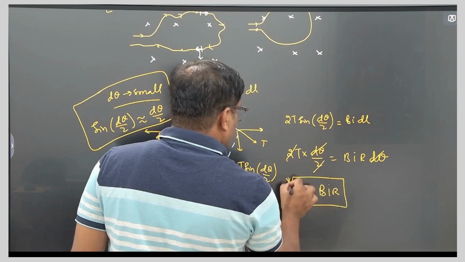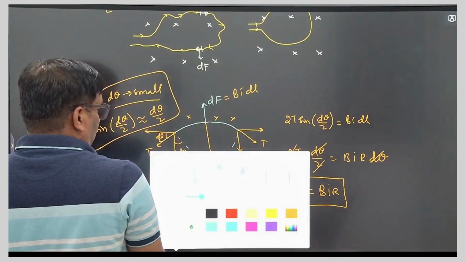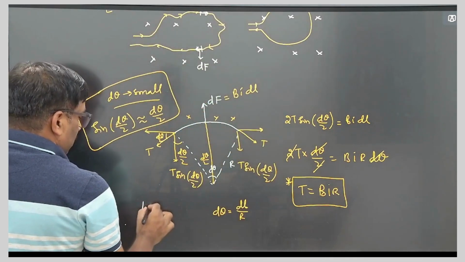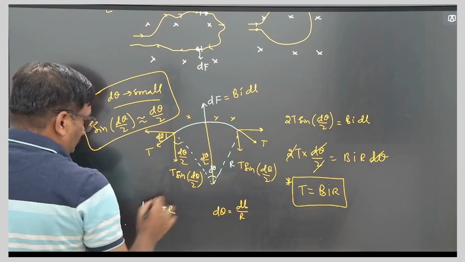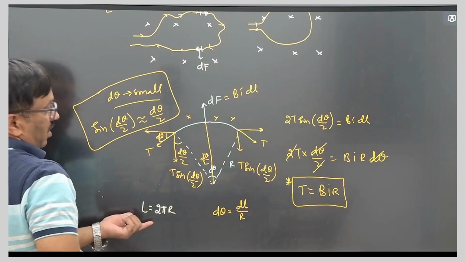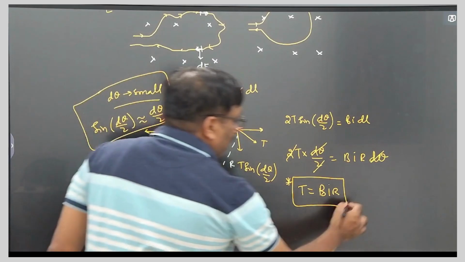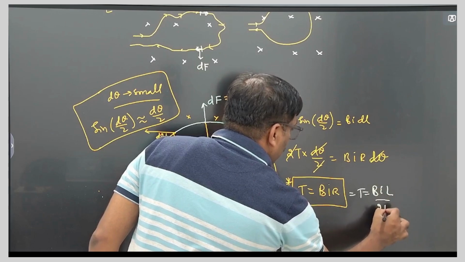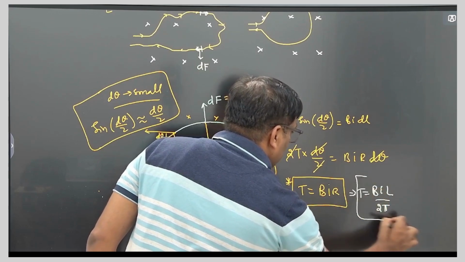If you don't know the radius, we can rewrite it using the total length of this coil. The length is nothing but 2πr, the circumference. So r equals L by 2π. So T equals B into I into L by 2π. That will be your answer, right?